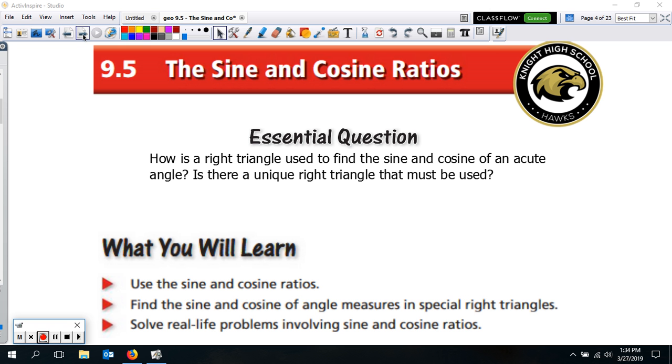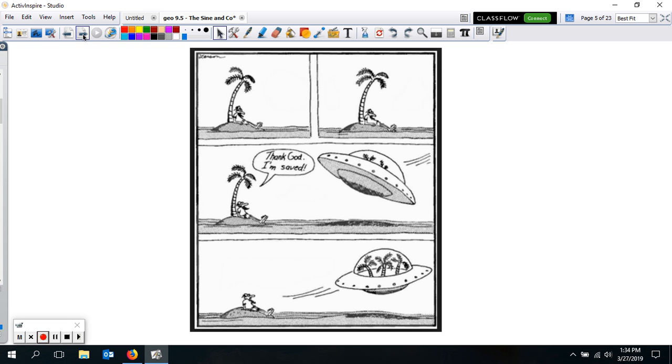So before we get started, let's take a little look at a Far Side cartoon again. You've got this guy sitting on a little deserted island, one palm tree there, and finally some spacecraft flying saucer comes by, and he thinks he's saved, but actually it was just them coming to collect their friend, the other palm tree. So two palm trees came to collect the other palm tree, and left him all by himself, and now he has no shade.